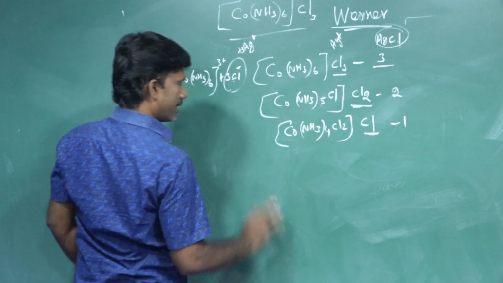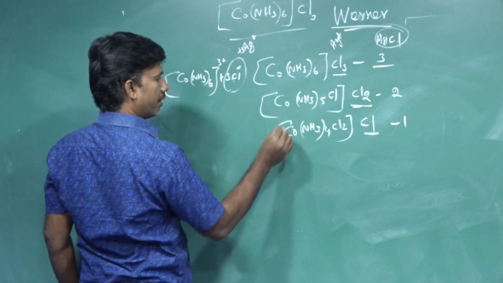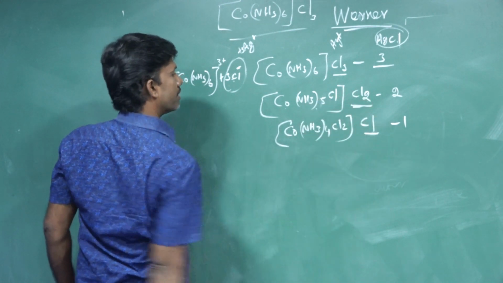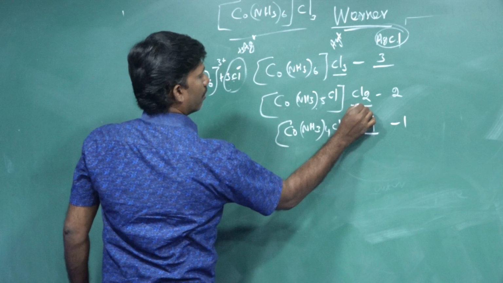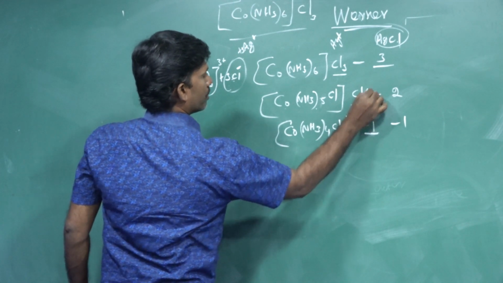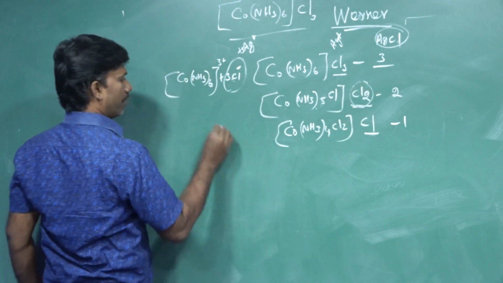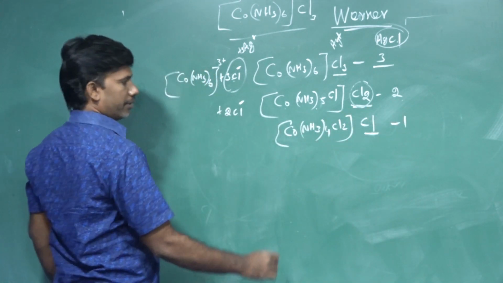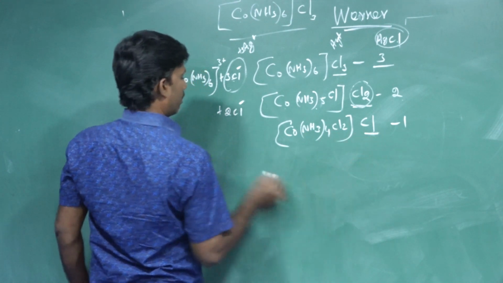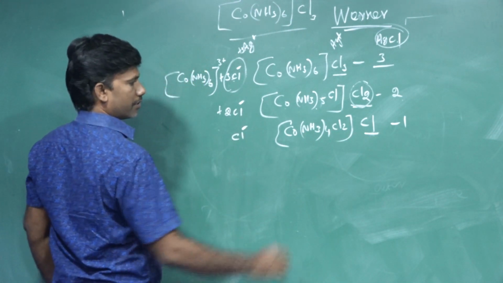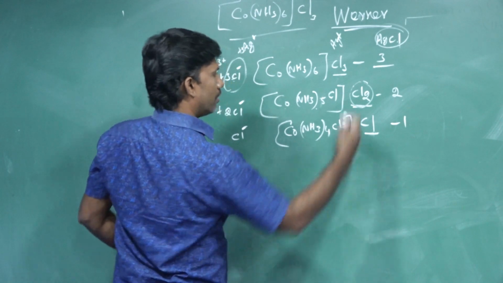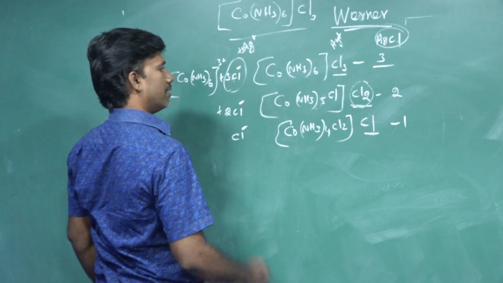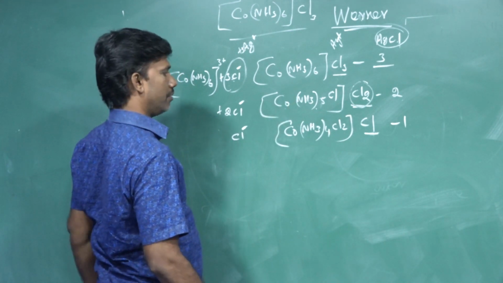Whereas here, if you see the same compound, the component is not varied. Cobalt, ammonia, but how many Cl are outside? If you go and see, only 2 Cl can be ionized. If you ionize this one, you will get 2 Cl minus. So 2 moles of AgCl will be formed. In the next, only 1 Cl minus will be ionized, so you are getting only 1 mole. That's why the number of ionizable species varies, and that's why the color also varies for these compounds.